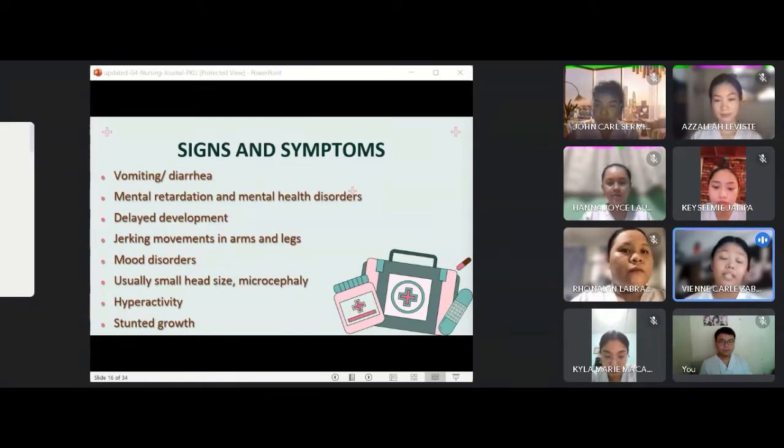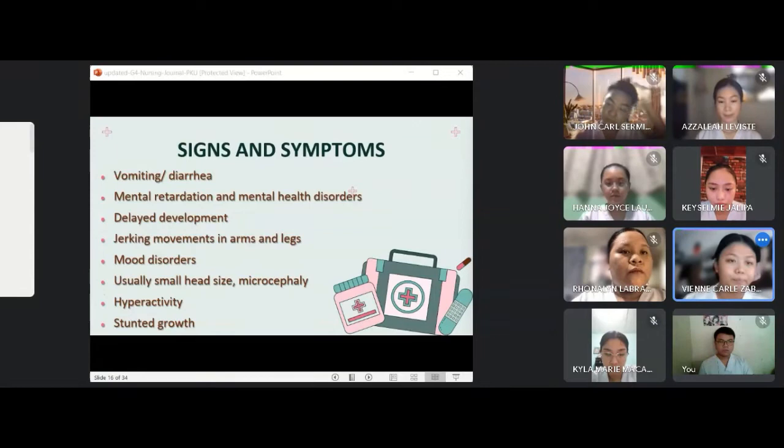Delayed development. By the age of 1 year old, children are developmentally delayed. This is because the developing baby in the uterus can be exposed to very high levels of phenylalanine. This can cause low birth weight, slow growth, small head, behavioral problems, and heart disorders. For the jerking movements in arms and legs, this begins at about 6 months of age. Mood disorders, for example irritability, hyperactivity, anxiety, agitation, depression, phobias, and reduced positive emotions.